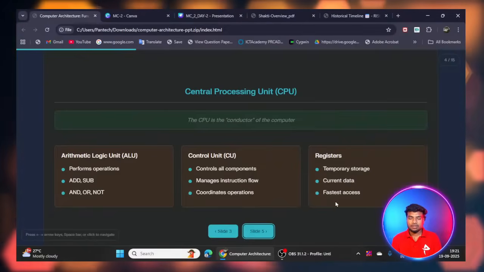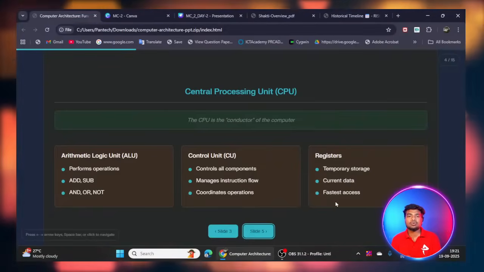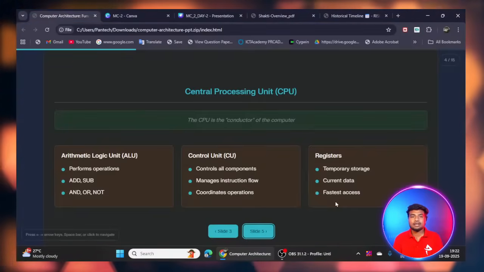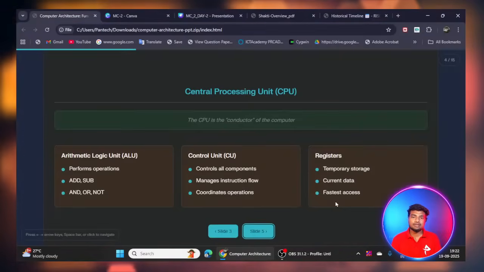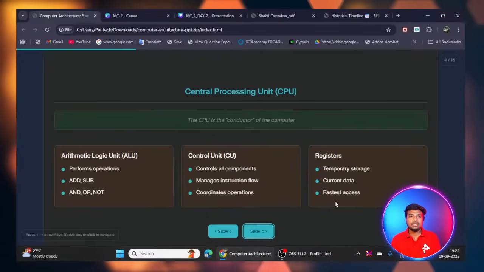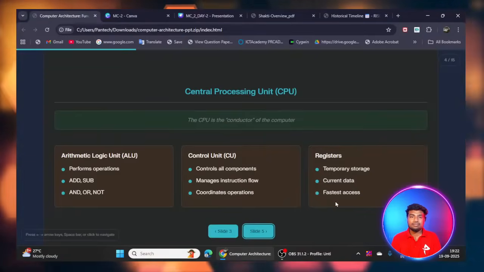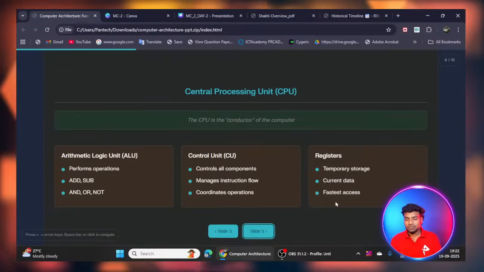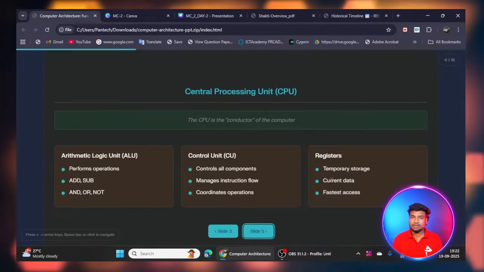The control unit gives the instruction to the arithmetic logic unit. The arithmetic logic unit does operations based on our instruction. It may be addition, subtraction, AND operation, or XOR operation. After the execution it gives the data, and that data is stored in a register only. From that register we can get the data. So these are the basics: register, control unit, and arithmetic logic unit.